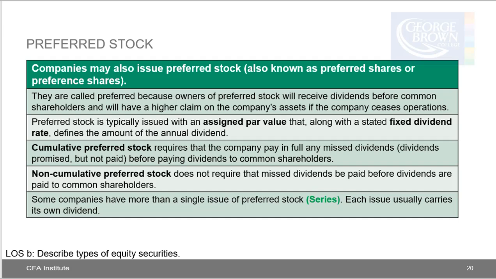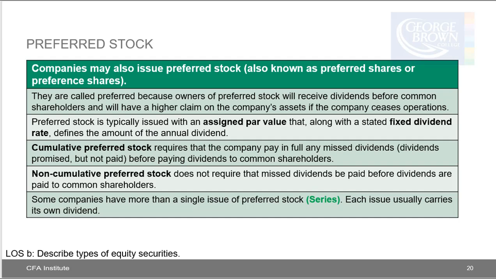Cumulative preferred stock requires that the company pay in full any missed dividends, dividends promised but not paid, before paying dividends to common shareholders. So let's say a company has a year where they have serious cash flow problems, negative net income, and they don't pay preferred dividends or common dividends. If it's a cumulative preferred stock, it means in the next year, if they've had a good year and they've got positive cash flows, they can't pay any dividends to the common shareholders until they've paid back to the preferred stockholders all the dividends that are owing to them.